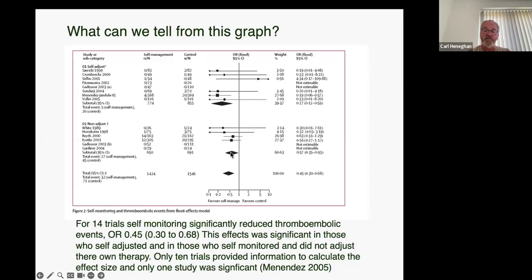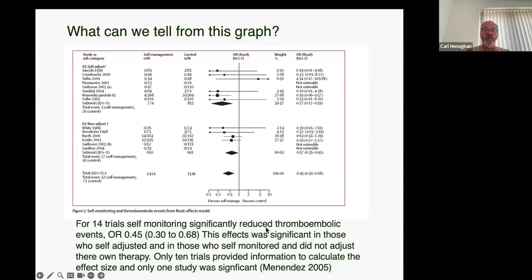Now, importantly, only 10 trials provided information to calculate the effect size, because if you have no events, none of 23 and none of 26, it can't calculate an odds ratio. But you can also see, if you look at the trials, it's really interesting. Only one trial was significant in its own right. All the other trials crossed the line of no effect. Now, the key is they were non-significant, but you can see that, apart from one, they were going in the same direction.